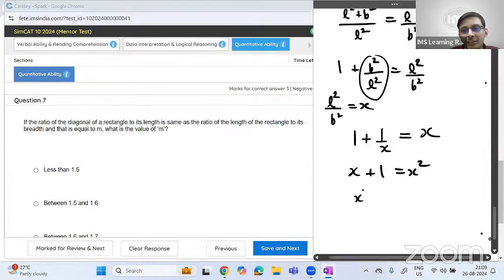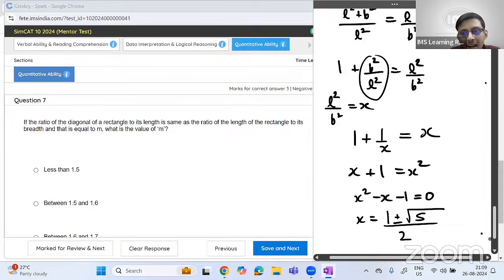So I will get x square minus x minus 1 equals 0. x will be minus b plus minus square root of b square minus 4ac, so (1 plus root 5) by 2. Minus will not work because then L square by B square will be negative. So it will just be a plus. Okay, remember it is a plus. And if x is this, L square by B square is equal to this one.